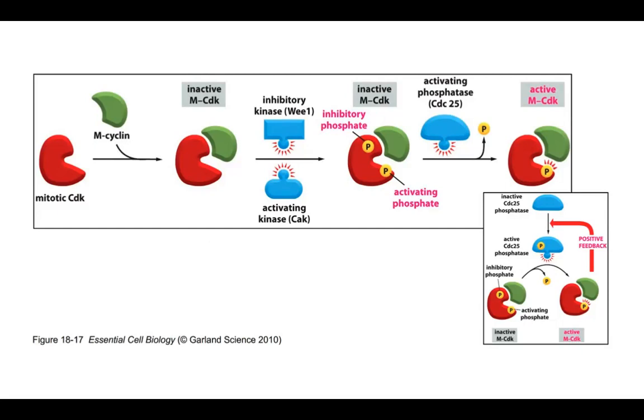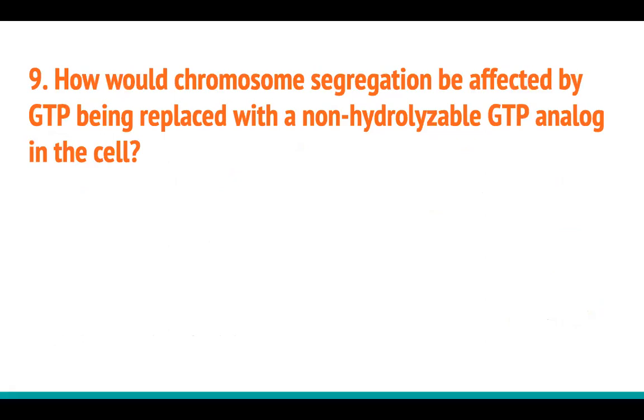Okay, so how would chromosome segregation be affected if GTP were replaced by a non-hydrolyzable analog? So one that couldn't be hydrolyzed to GDP.